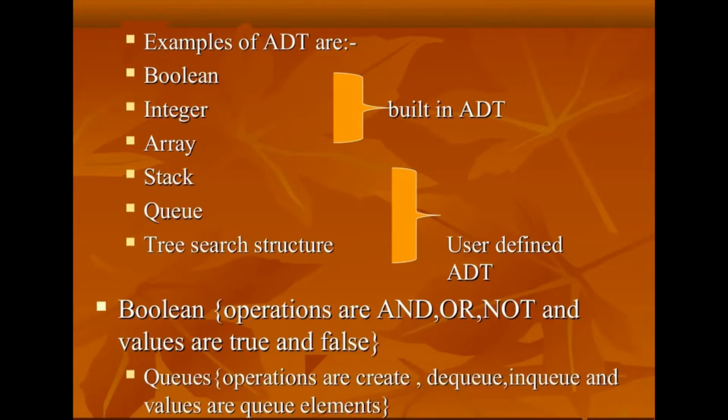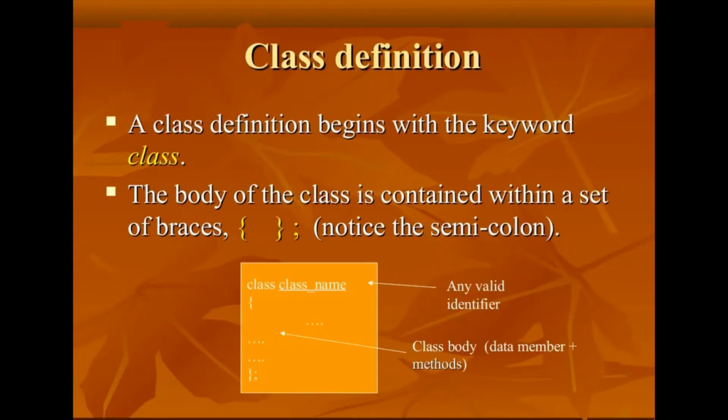Now when we are writing a program using class and objects, first of all you need to understand the definition part and the structure of the program. Class definition begins with the keyword class. So remember, whenever you write any program, you have to write the class name, and the declaration will always start with the keyword class. The body of the class is contained within a set of braces, opening and closing, and at the end we put a semicolon.